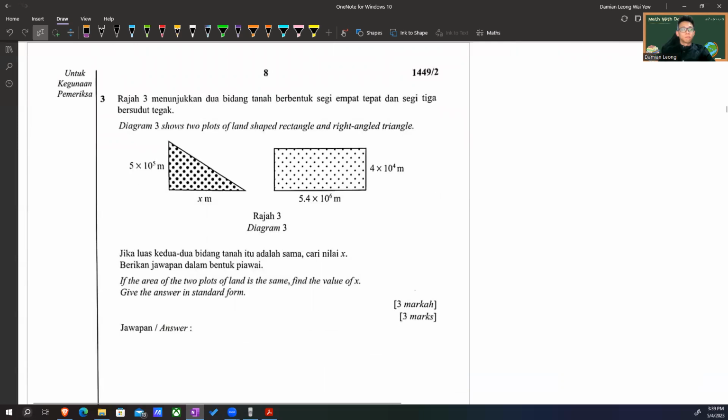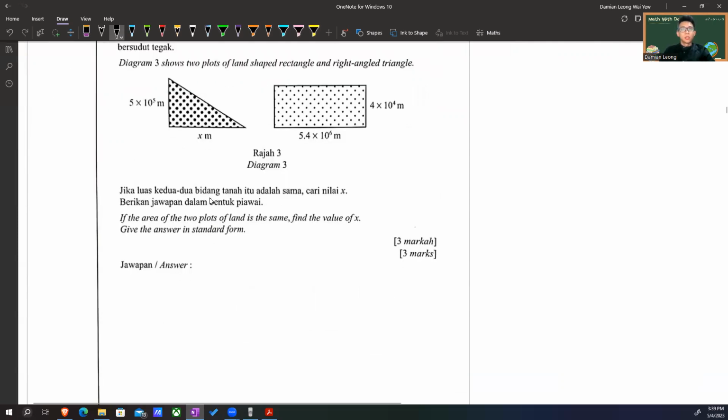Next, question 3. Diagram 3 here shows 2 plots of land shaped rectangle and right angled triangle. If the area of the 2 plots of land is the same, find the value of x. Area is the same. Basically, I just equate them being the same area in terms of x. So triangle, half times base times height, 5 times 10 to the power 5 x. So it's equal to this area, 5.4 times 10 to the power 6 times 4 times 10 to the power 4.